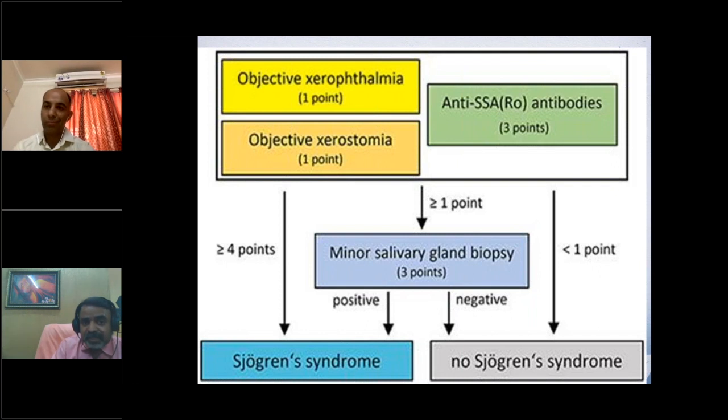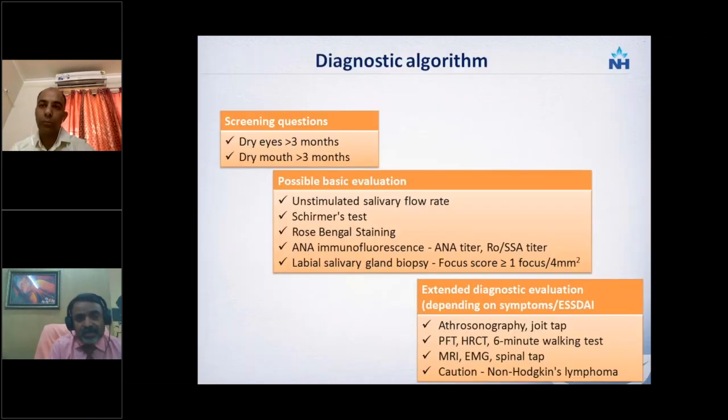If antibody is negative, but there is objective evidence on lip biopsy of salivary gland, with a focus score given 3 points, then definitely it is primary Sjogren's syndrome. If there is no objective evidence of xerophthalmia or xerostomia, or antibodies are negative, but subjective evidence of dryness is there, then we cannot diagnose them as Sjogren's syndrome, though we can keep the patient as probable Sjogren's syndrome.